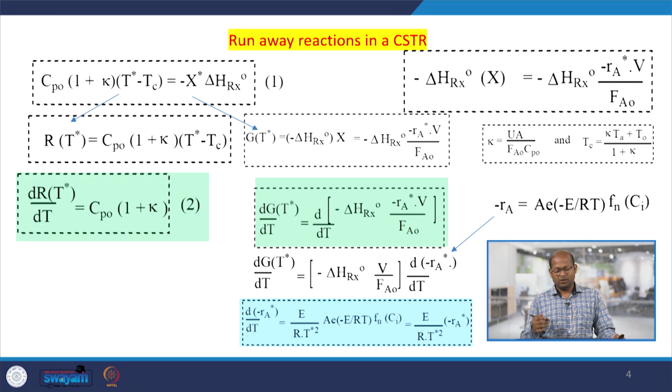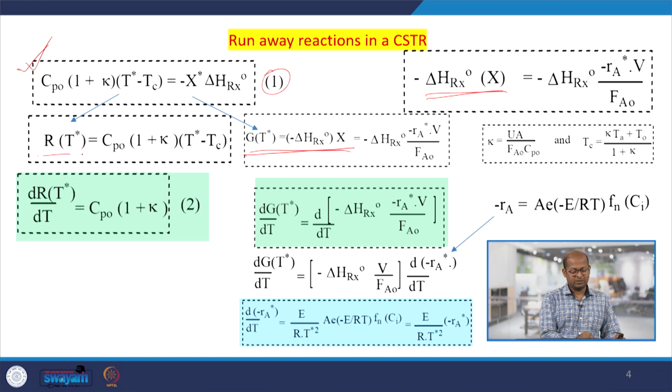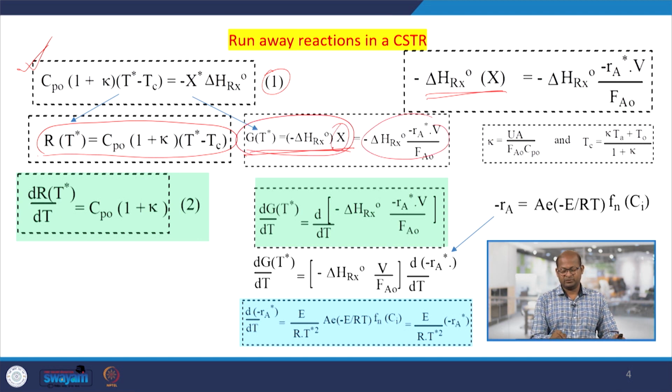There is a long derivation here. This is the energy balance equation, equation 1, that we have discussed. Now the heat generation term is this and the heat removal term is this, from the energy balance equation we already discussed, and we can write these components this way.